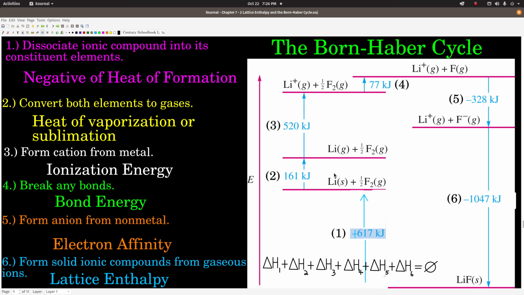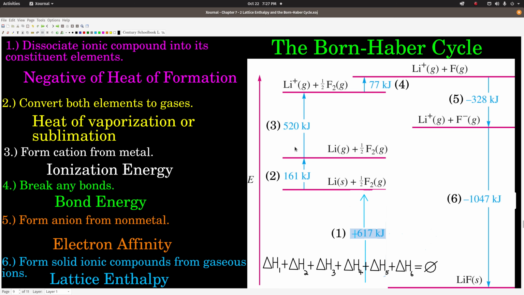Third step is form the cation. So the cation is going to be the metal ion. So we pull that electron or electrons off of that metal to form the gaseous cation. That is the ionization energy. Now make a note of this, guys, write this down. If it ends up being a +2 cation, you have to add together the first and the second ionization energies. If it's a +3 cation, you have to add together the first ionization energy, second ionization energy, and third ionization energies for this step. In this case, it's just the +1, so we just need the first ionization energy.